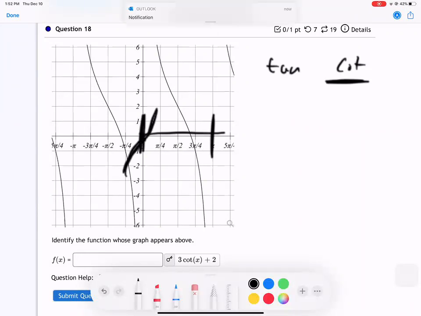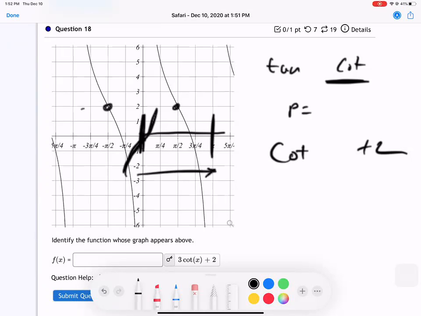Where's the center? What does the center look like? The center looks like right there. That's the center. So our d value is going to be +2 already. So cotangent +2. I got that part already. Now let's do the period since that's pretty easy. We said the period is equal to, here it's going to take me pi to finish. Pi. So we said our equation was period equals pi over b. Flip it. B is equal to pi over pi. So b value is 1. Great. So that's just x.